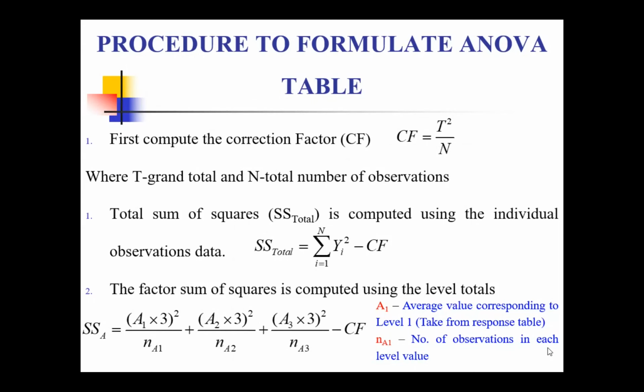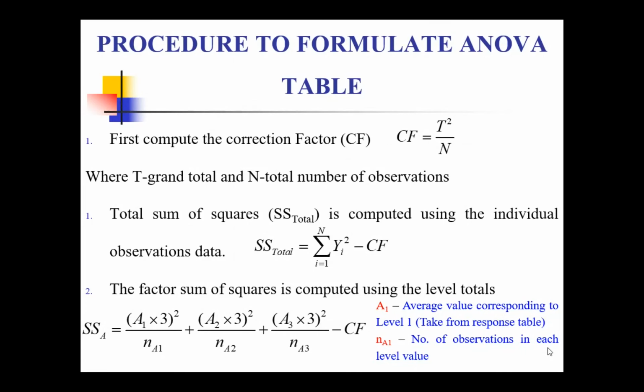First, compute the correction factor. We call it the CF. So CF is equal to T square divided by N. No need to note all these things because we will provide the PPTs on all these things. So CF is equal to T square divided by N, where T is the grand total and N is the number of observations. The grand total of the output.